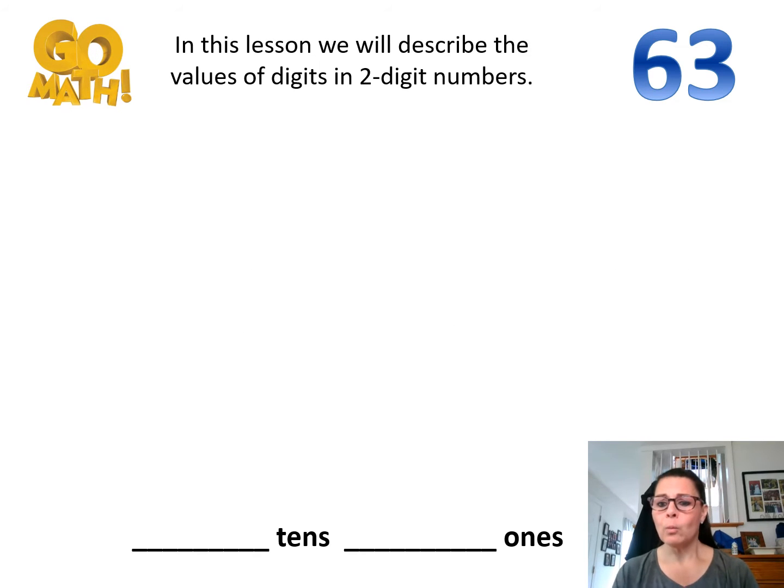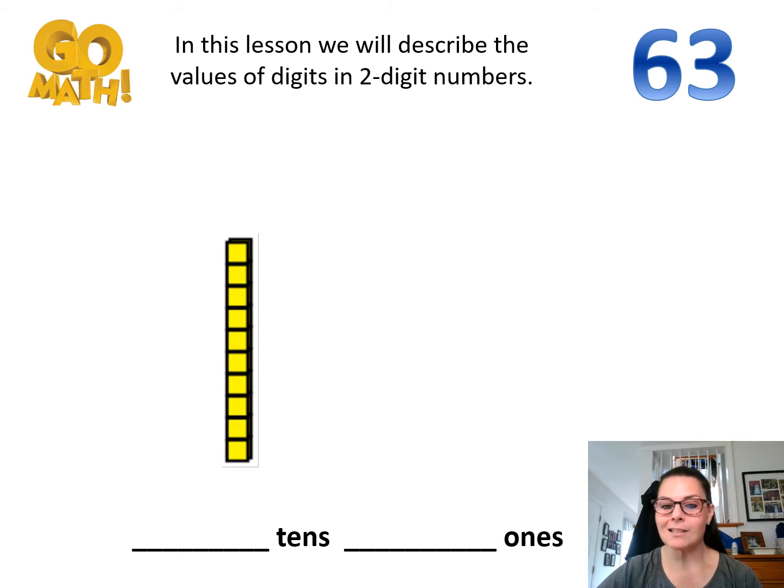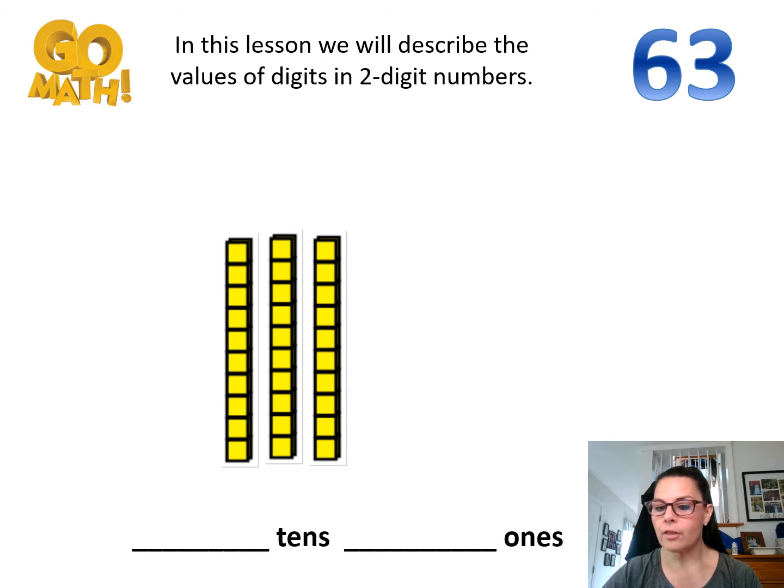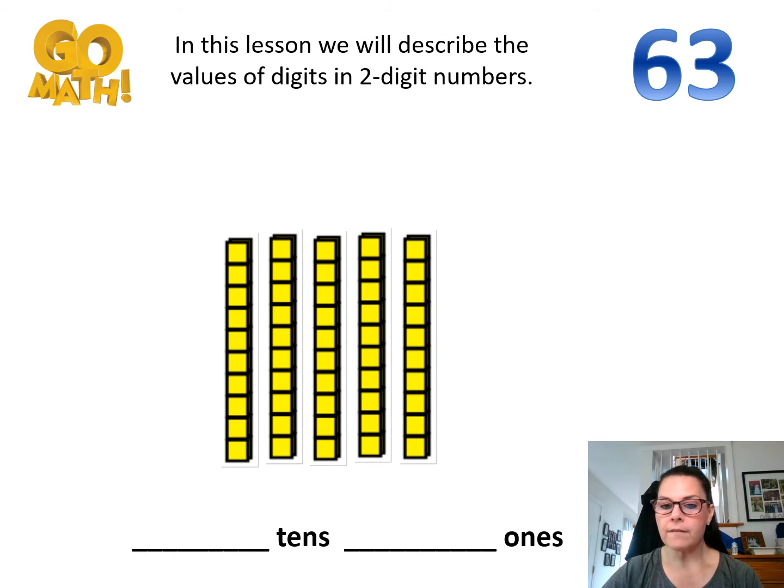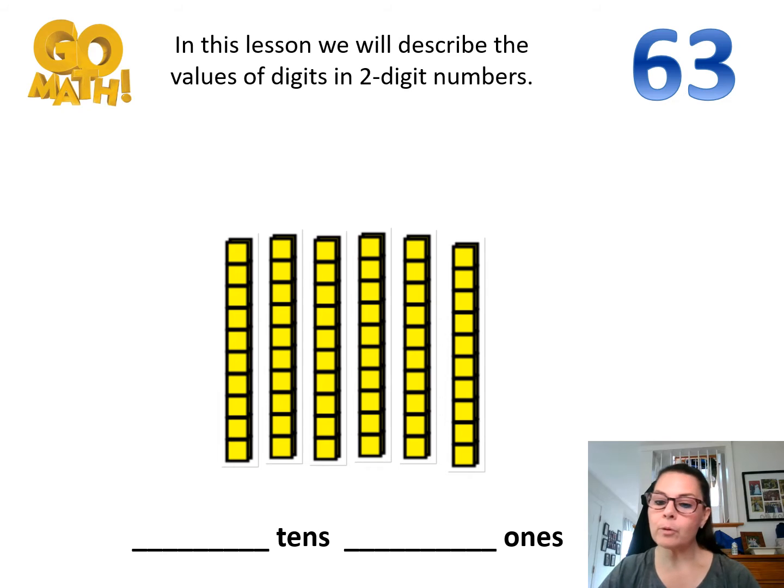So let's start with the number 63. So 63 has two digits, a 6 and a 3. Now the easiest way to visualize and see the values of each number is to use some manipulatives. So I'm going to use longs and units today. I'm going to show you 6 longs. That long right there that you see is worth 10, right? So that's 10, 20, 30, 40, 50, 60, and now I'm going to use units. 1, 2, 3. So there's the number 63, boys and girls, using longs and units.